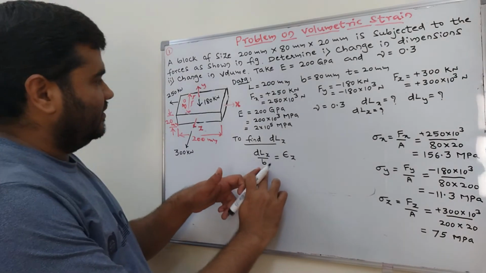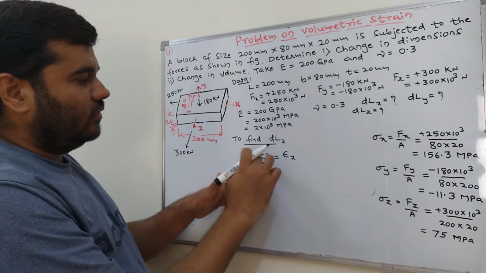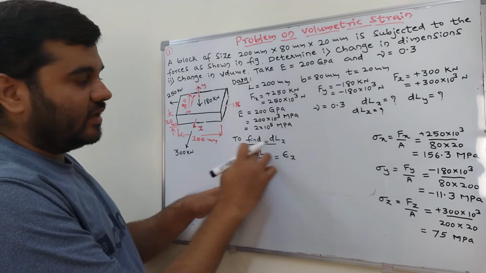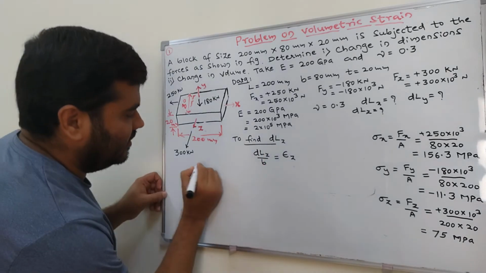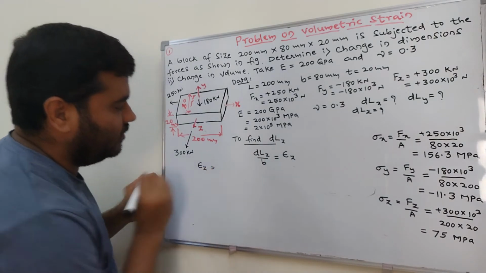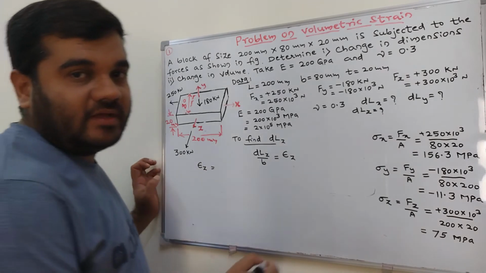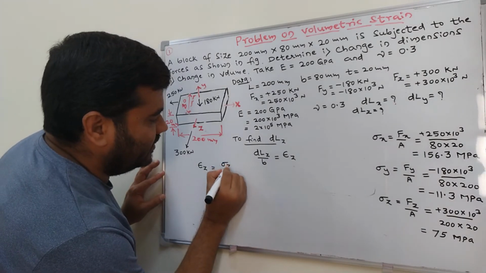I know the width is 80 mm. I don't know the strain in z direction to calculate this, right? So now we need to find the strain in z direction. Strain in z direction equals, what is the formula? Stress in z direction divided by E.